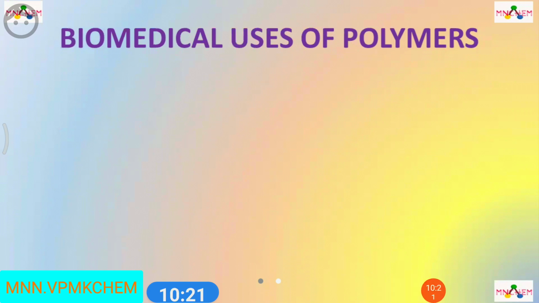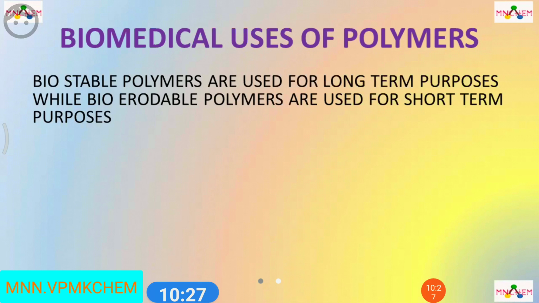Next are biomedical uses of polymers. Biostable polymers are used for long-term purposes. So when we talk about the biomedical uses of the polymers, polymers again can be classified into two types. One type is known as biostable polymers and another is known as bioerodible polymers. When we use biostable polymers, it is for long-term use or long-term purposes, whereas for short-term use, bioerodible polymers are preferred.